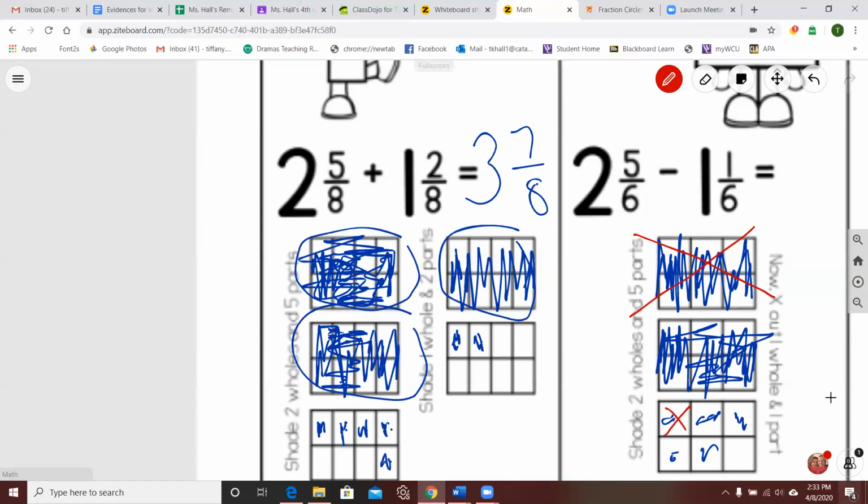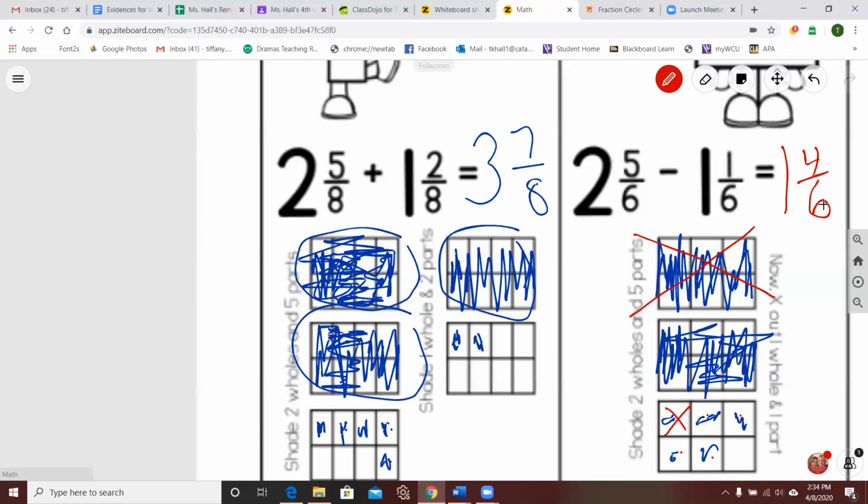Now, to determine the answer, you just look at what you have left. You have a hole. There's my hole. I have 1 hole left. And then I have 1, 2, 3, 4 pieces left out of my denominator of 6. So my answer right now could be 1 and 4/6.